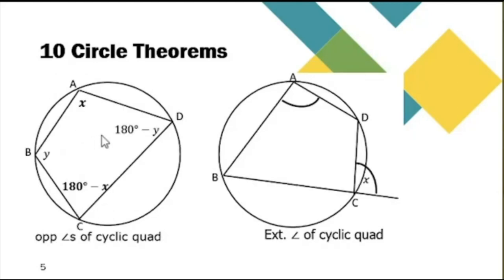Then if we look at the ones with our cyclic quads, the opposite angles of a cyclic quad are supplementary. It means they add up to 180. So angle A and angle C together will give me 180, and angle B and angle D together will give me 180. Remember, for something to be a cyclic quad, all 4 corners have to be on the circumference. So A, B, C, and D are all on the circumference. So that's a cyclic quad. We also had a theorem that the exterior angle of a cyclic quad is equal to the opposite inside one. So angle A will be the same size as angle C. Let's double check. Is ABCD a cyclic quad? Are all 4 corners of the cyclic quad on the circumference of the circle? Yes.